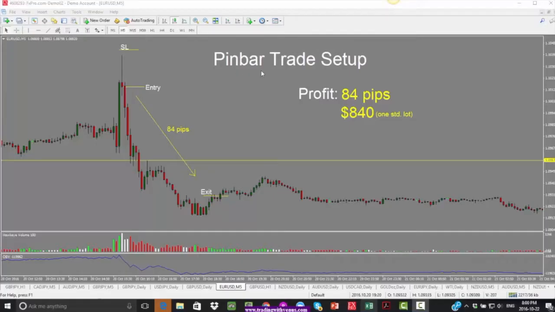This is an example of a Pinbar trade setup. We are looking at the Euro US dollar 5-minute chart. In this example, we have the price consolidating for a bit, and then we see a big move to the upside, and after that a big pin bar. Here you can see that the price tried to push up, however the sellers came in and pushed the price down, and we close with a big rejection pin here.